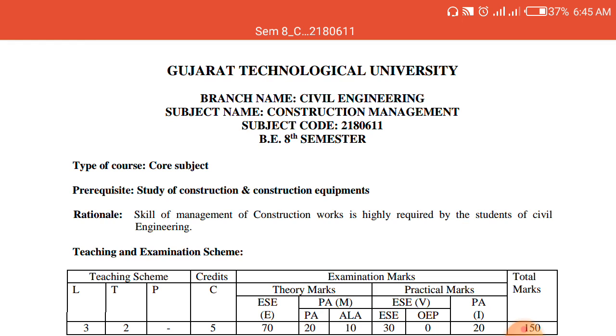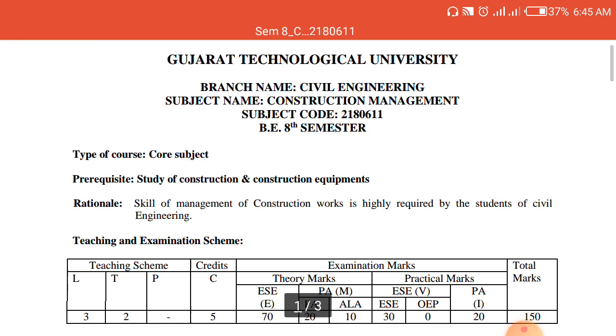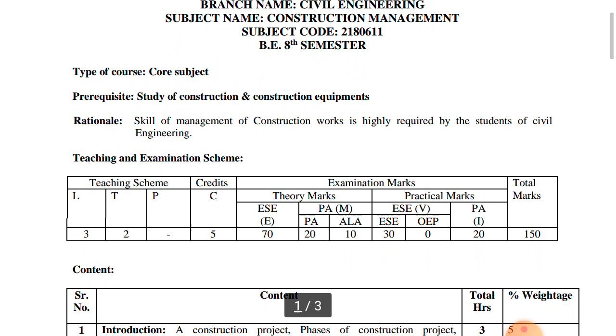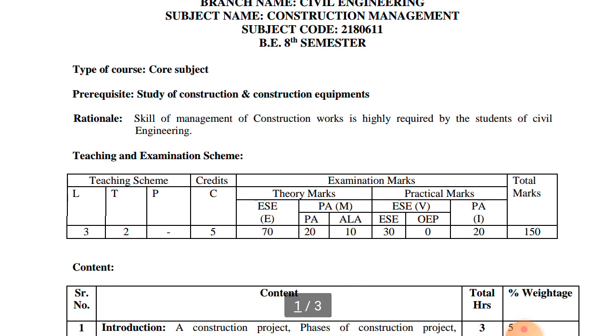Today we start a new subject in the 7th sem with an introduction about the course content, and we discuss what we learn in this subject. So the subject name is Construction Management, semester 8, and the subject code is 2180611. Here in this subject we study about the management regarding construction.